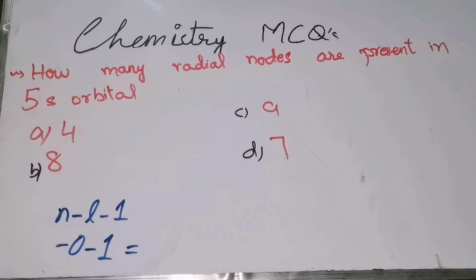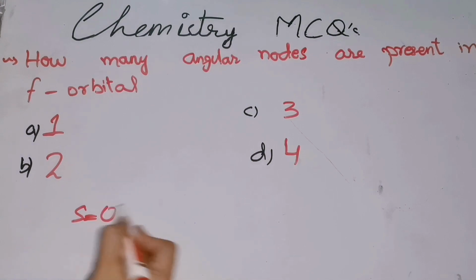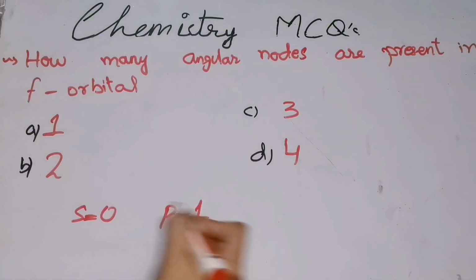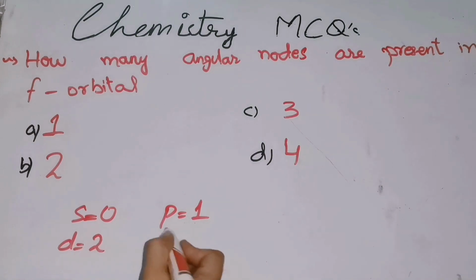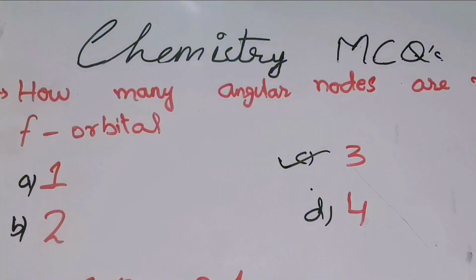Now the next MCQ is how many radial nodes are present in 5s orbital. Again we will use the same formula. Here in place of n we will put the value 5. So 5 minus 1, we will get 4. So the correct option is option A. Now the question is how many angular nodes are present in f orbital. For angular nodes, I told you that s is equal to 0, p is equal to 1, d is equal to 2 and f is equal to 3. So there are 3 angular nodes present in the f orbital.